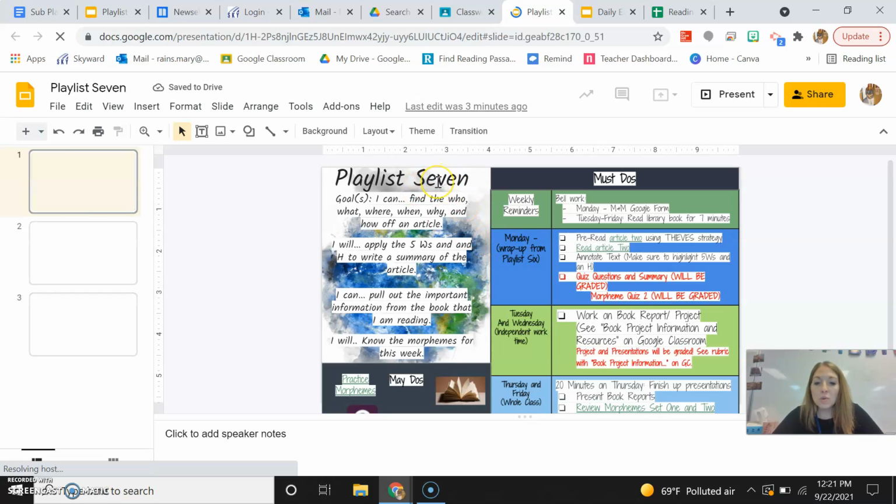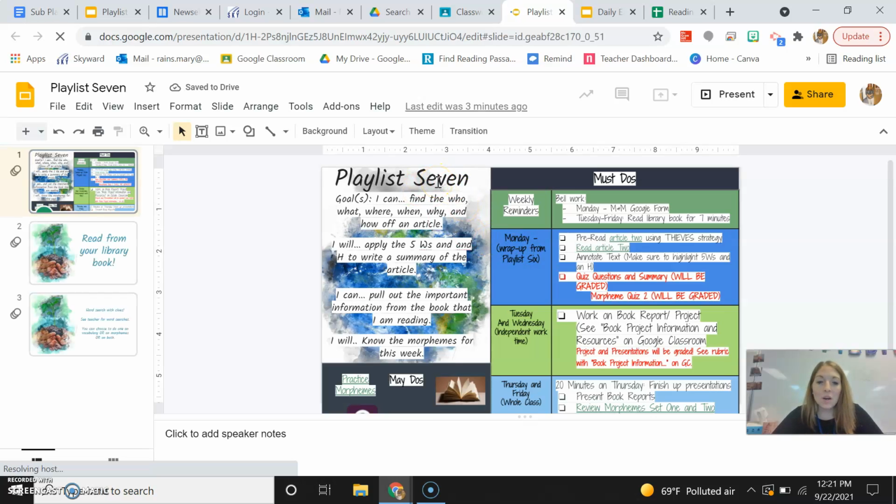So my goals for this week, there's actually 4 goals this week, but a couple of them are spillovers from last week. So the first one is that I can find the who, what, where, when, why, and how of an article. Also that you can apply those 5 W's and an H to write a summary of the article. And then the other one from last week is that I will know the morphemes for this week.